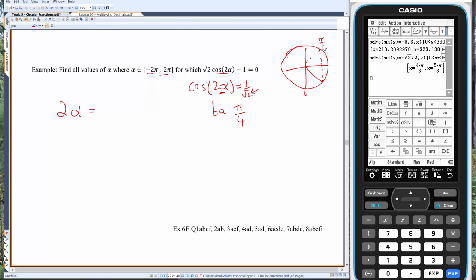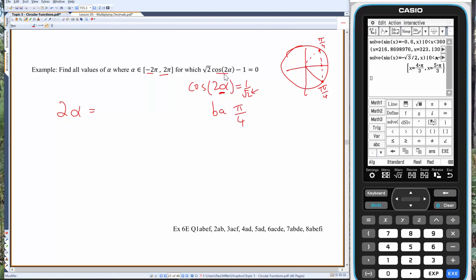Okay, and this is pi on 4, 2 pi on 4, 3 pi on 4, 4 pi on 4, etc. This one here is going to be 7 pi on 4. So there's the two solutions between 0 and 2 pi, but note this 2 here.